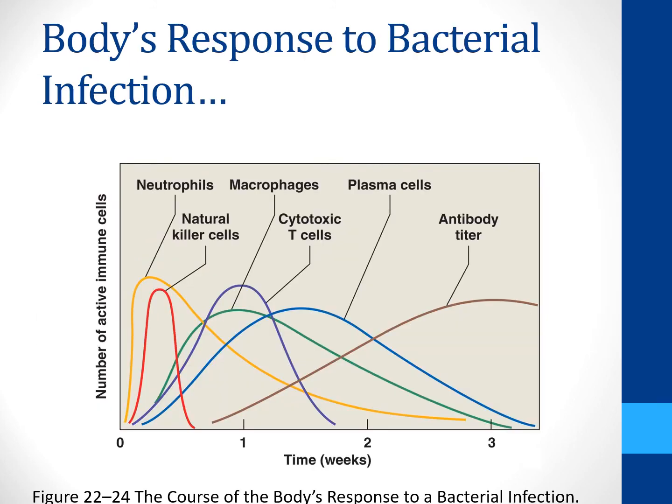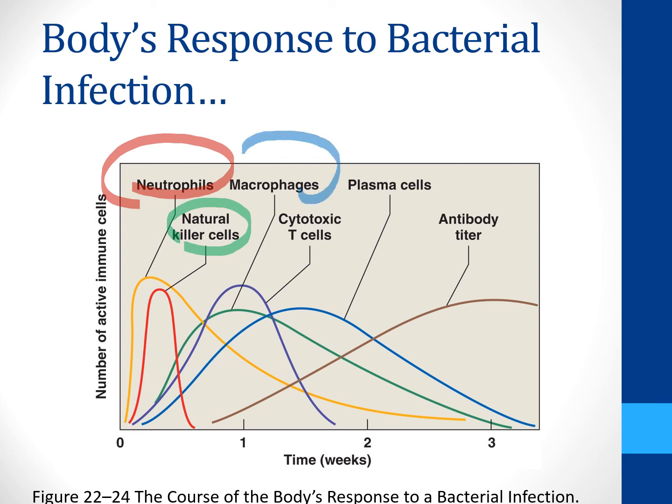This chart is showing you the overall reaction of the body during a bacterial infection. So first thing to fight off bacteria are the neutrophils. Neutrophils are the most numerous white blood cell, and they are the fastest to respond. Second, we have natural killer cells because they're always surveilling throughout the body, and so they're going to react to a bacteria. Third, we're going to have macrophages.